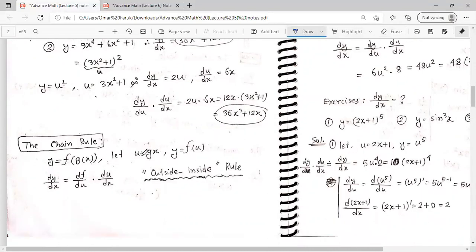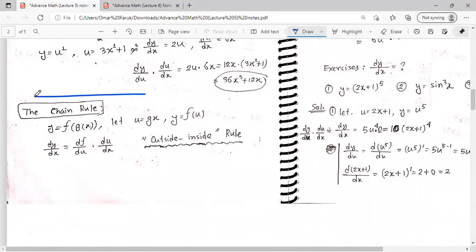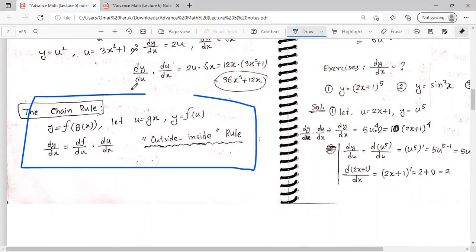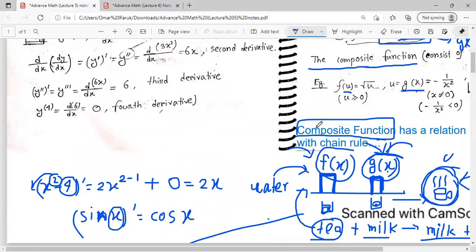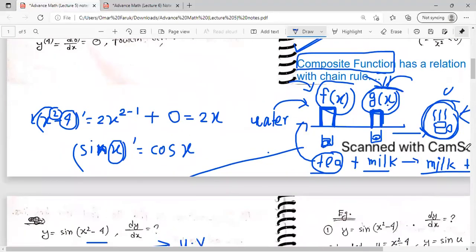Okay, now let's see. So this is our chain rule in short. If a function y is equal to f of g of x, you remember this? This is a composite function. Okay? This is a composite function, like our milk tea, it is combined with milk and tea, okay?